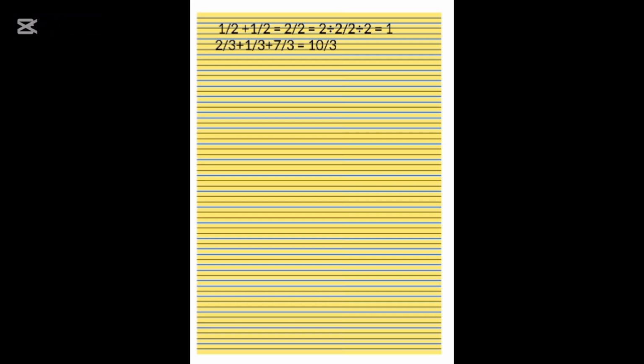We can't leave our answer like this. We have to change this to a mixed number, since this is an improper fraction. So this is going to be equal to: 3 goes into 10 how many times? 3 times, remainder 1. So that's going to be equal to 3 whole number 1 all over 3.